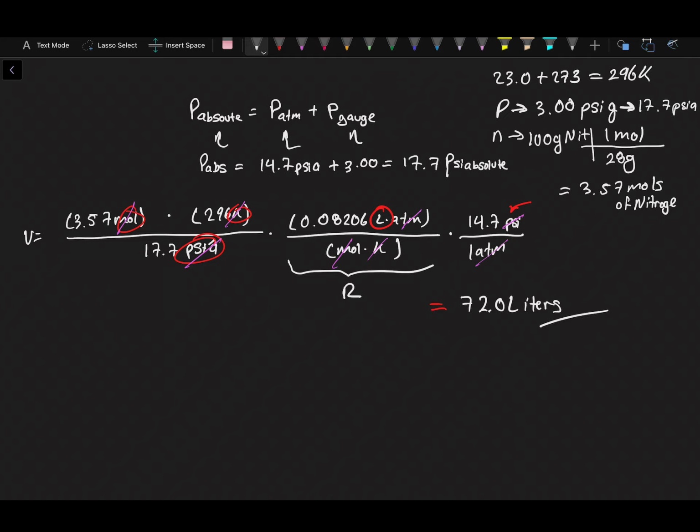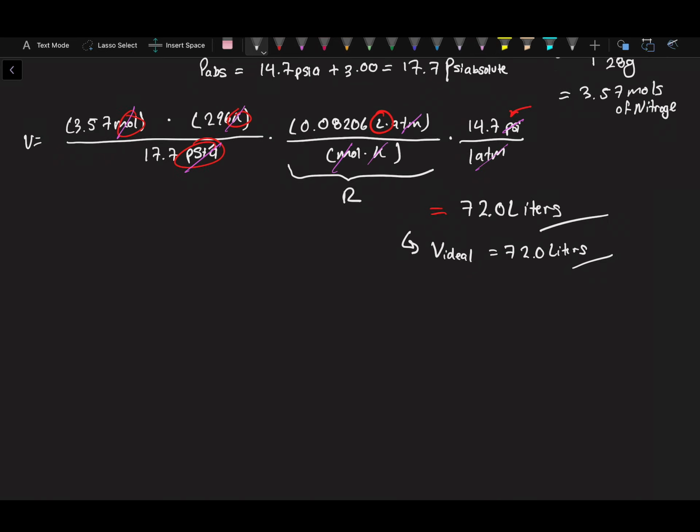This is V ideal, 72.0 liters. Okay? It's V ideal because we used PV equals nRT, and we started using a whole bunch of middle people, like converting it from Celsius to Kelvin, converting PSIG to PSI absolute. We use those relationship factors to get 72.0 liters, and that volume is V ideal.